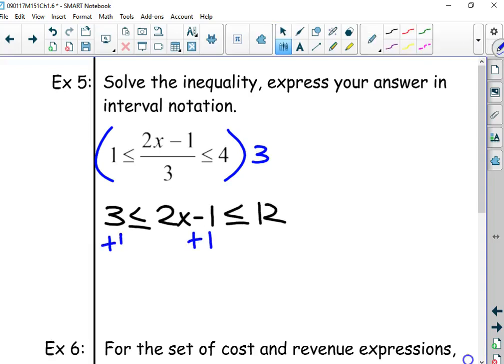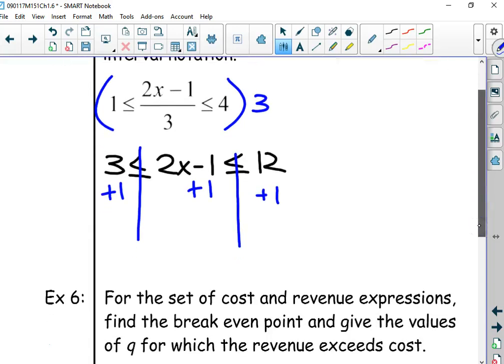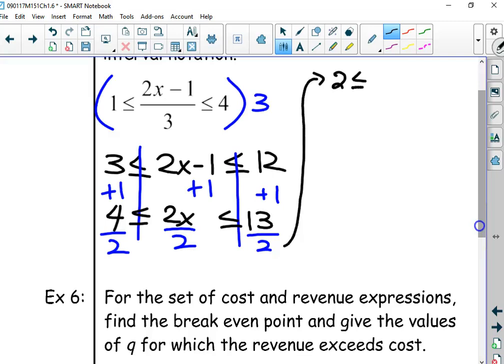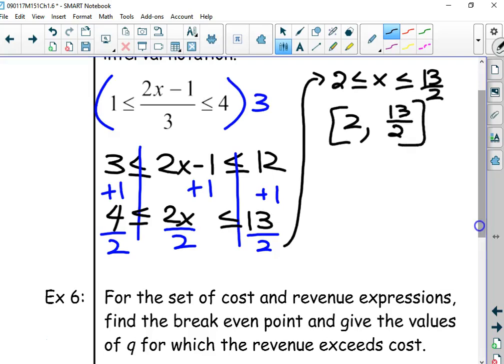Solve it. Less than or equal to x, less than or equal to 13/2. Okay, does that make sense? Yeah, because 2 goes into 13 6.5 times. Yep, that makes sense.